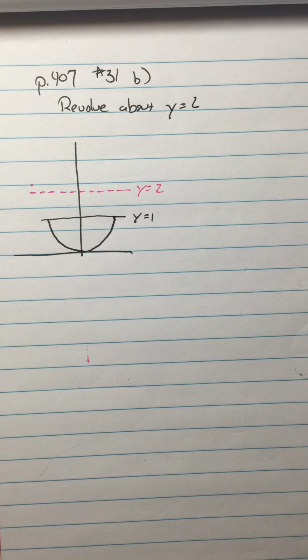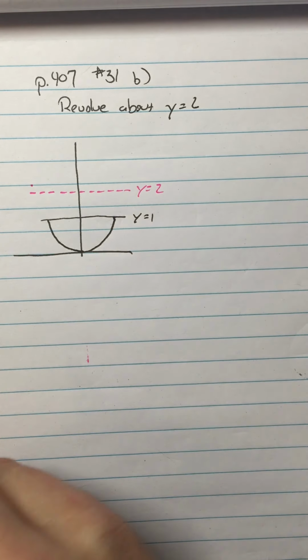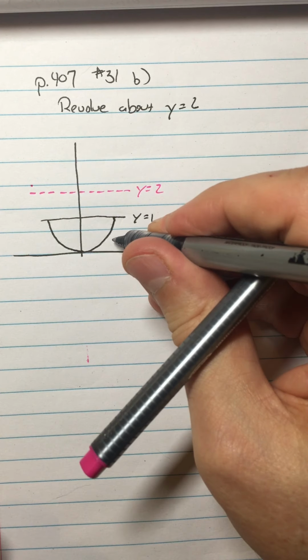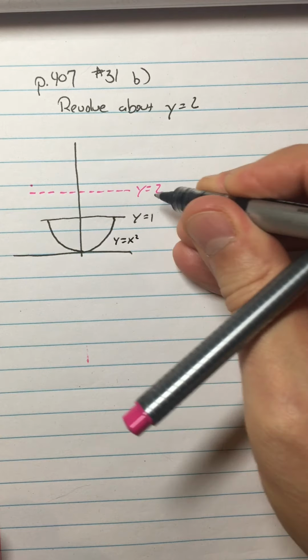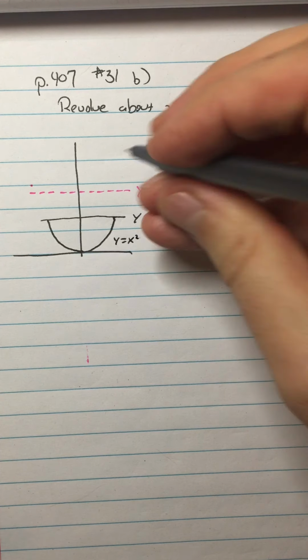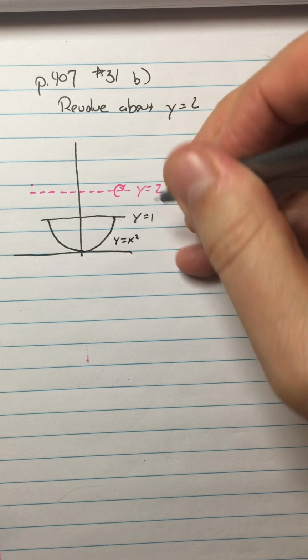So now let's do part B, where we're supposed to revolve around the line y equals 2. So what's that going to look like? Here's our same region that we have with the y equals x squared and the y equals 1, but we're revolving around this axis y equals 2. So how's that going to change the shape?